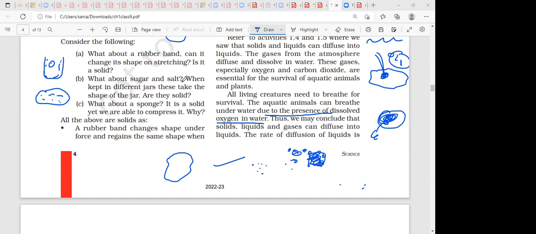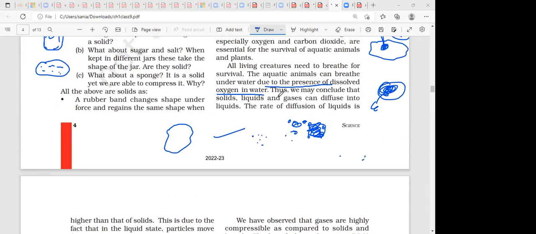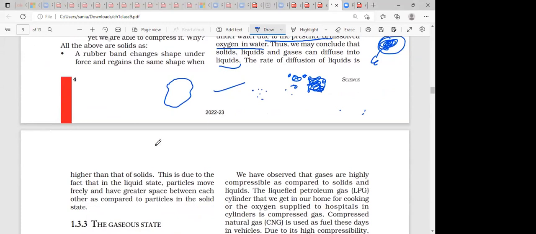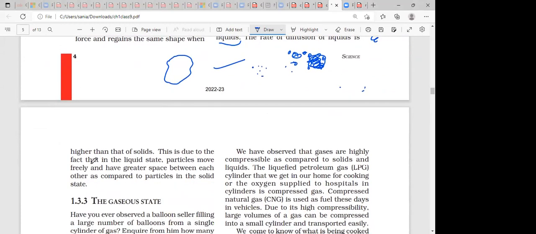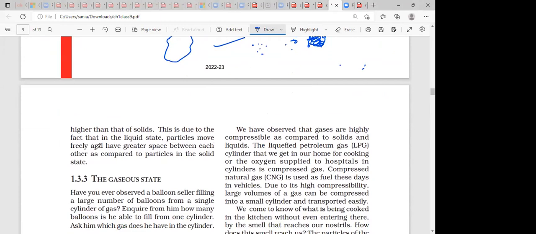Now we can conclude that solid, liquid, and gas can diffuse into liquid. Whether solid, liquid or gas, they can diffuse in liquids. The rate of diffusion of liquid is higher than that of solid. This is due to the fact that in the liquid state, particles move freely and have greater space between each of them as compared to particles in the solid state.